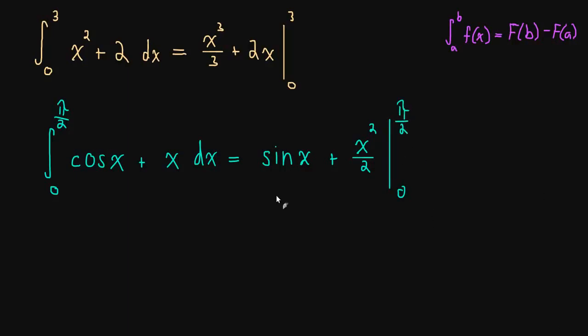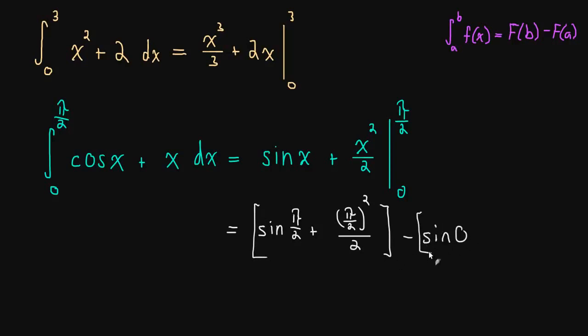And once we find the antiderivative, the rest is really just arithmetic. So I'm just going to switch colors here because I feel like it. So this is going to be the sine of pi over 2 plus pi over 2 squared over 2, minus the sine of 0 plus 0 squared over 2.